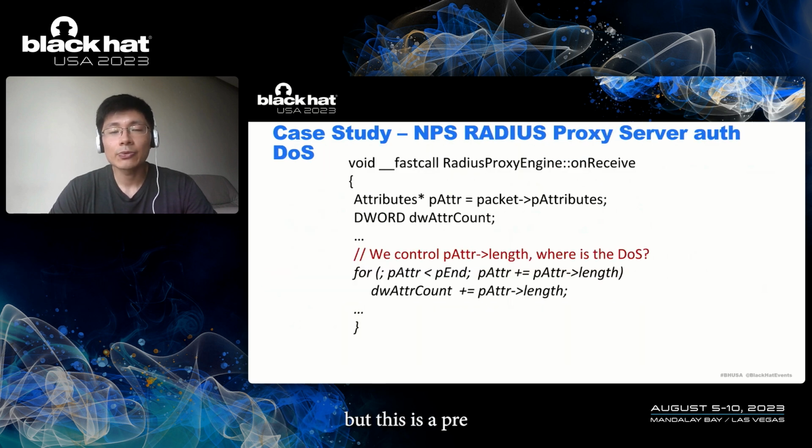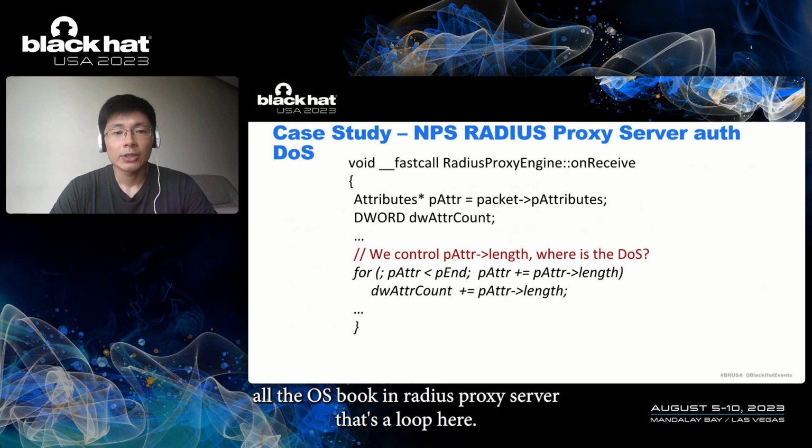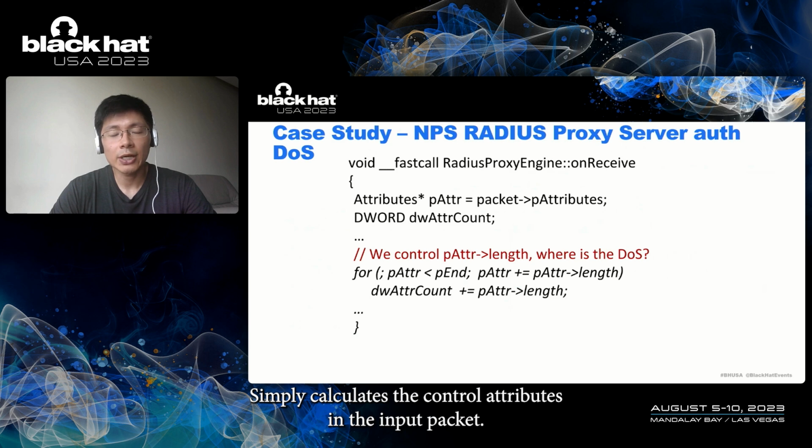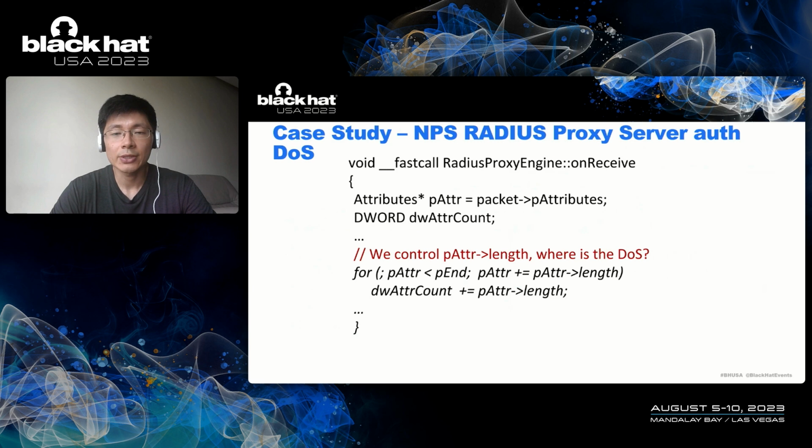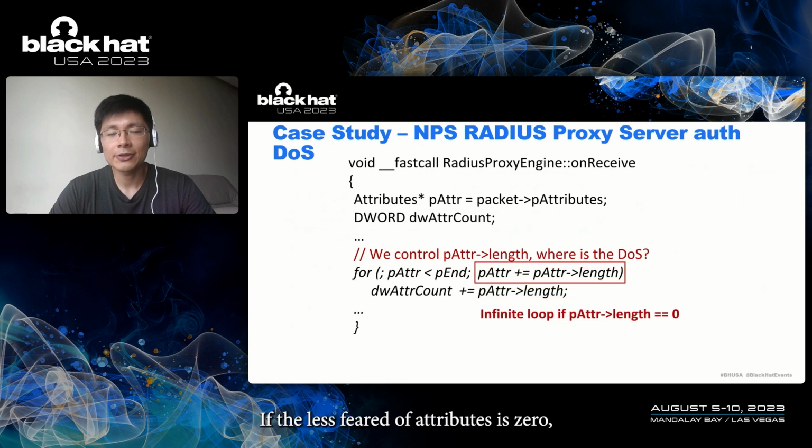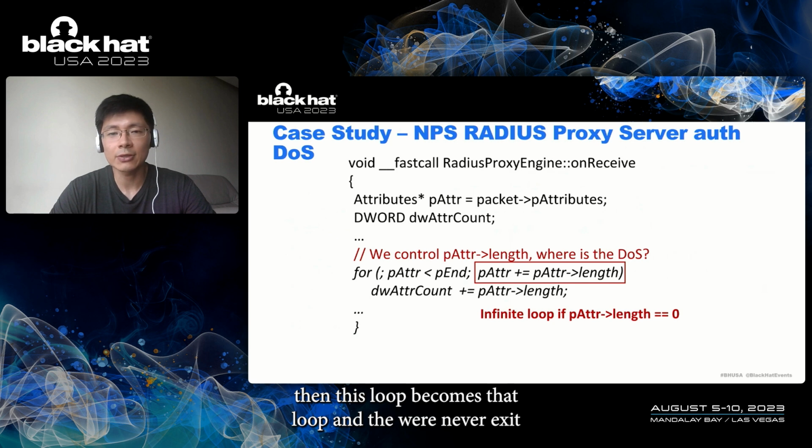This is a pre-auth DoS bug in RADIUS's proxy server. The loop here simply calculates the count of the attributes in the input packet. Can you see where the bug is? It's simple. If the length field of the attribute is 0, then this loop becomes a dead loop and will never exit.